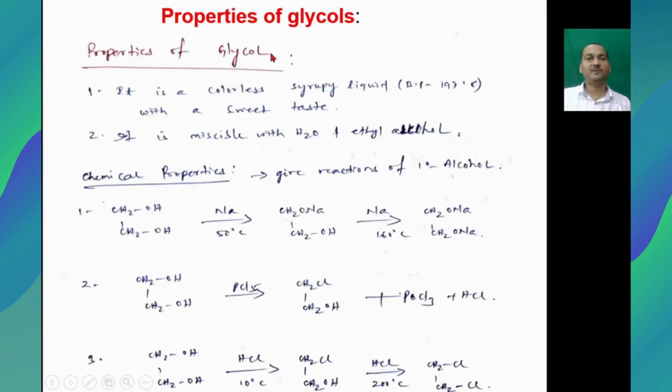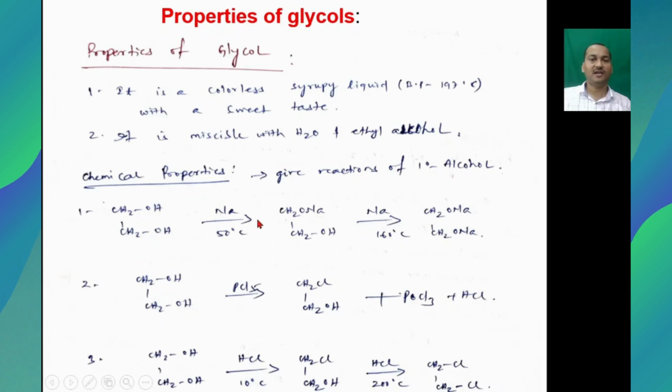Next is properties of glycol. It is a colorless syrupy liquid, boiling point 197 degrees Celsius, with a sweet taste. It is miscible with water and ethyl alcohol. Then next is chemical properties. It gives the reactions of a primary alcohol.